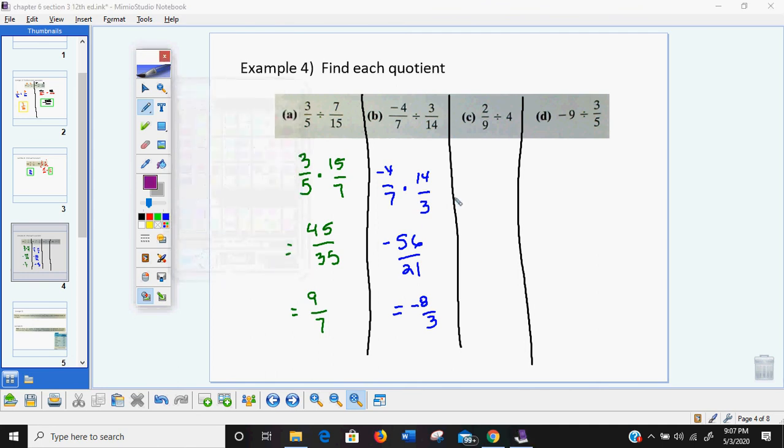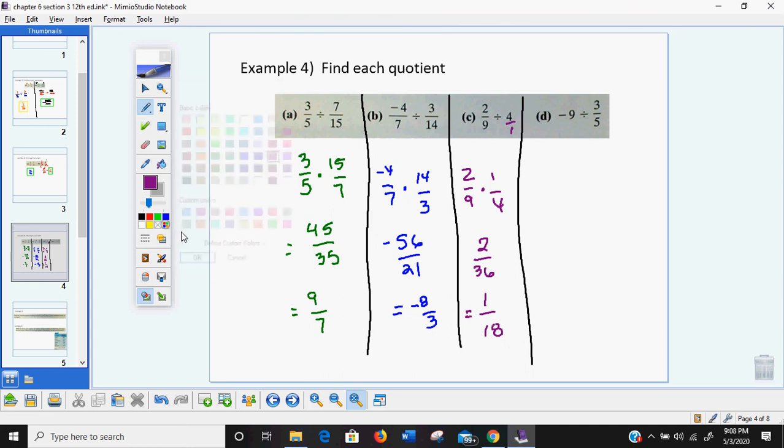On this one, 4 is written as 4 over 1, by the way. So when I keep it, I'm going to have 2/9 times, when I flip it, 1/4. 2 times 1 is 2. 4 times 9 is 36. 2 does go into both of those. You end up with equals 1 over 18. Let's do one more.